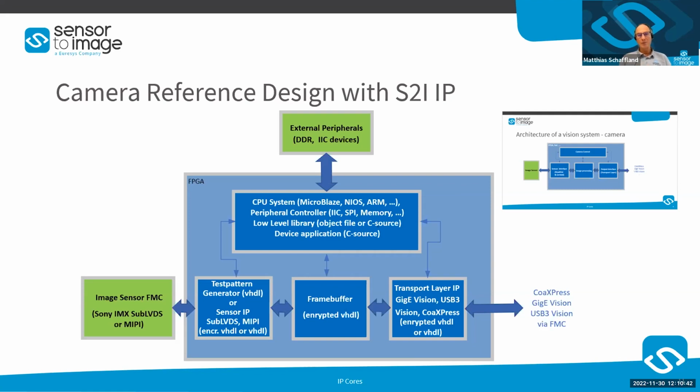And on the CPU system, typically there is an application running, which is delivered as C code to you, so you can modify and extend that, and a lower level library which handles the protocol, typically the control protocol. The streaming itself typically is done fully in hardware, in FPGA logic. So in a reference design, either we have an IP core to connect to an external sensor, or we have a test pattern generator followed by a frame buffer or something like that, and then the implementation of the actual transport layer, like GigE Vision, USB Vision, or CoaXPress.